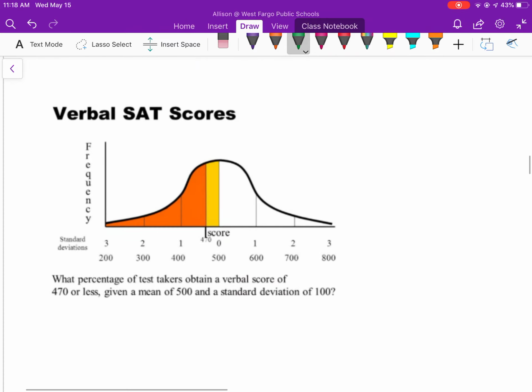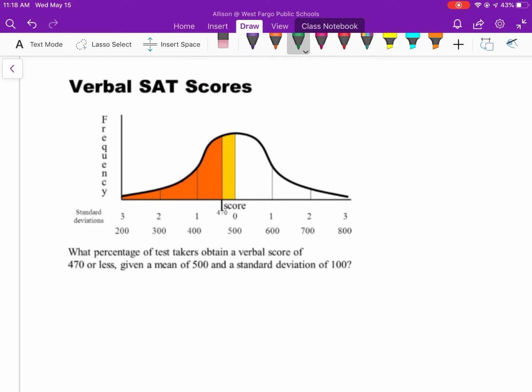So here's an example for you. Verbal SAT scores. What percent of test takers obtain a verbal score of 470 or less, given a mean of 500 and a standard deviation of 100? So you know that there's 34% between this one, 34% here, 13.5% here, 2.35% and 0.15% out here. And then you know that there's 13.5 here, 2.35 and then 0.15 out here.